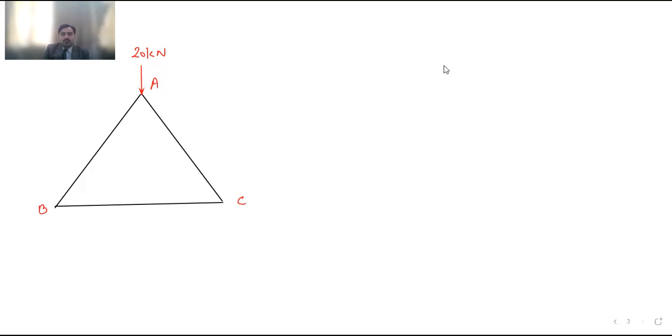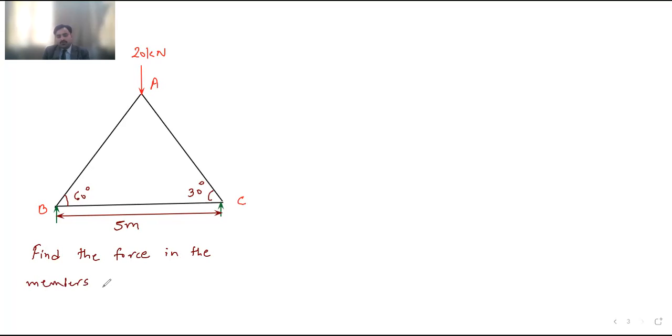And the supports are also given. Supports are simple supports. This is the simple support at A, simple support at C. And the span, this is 5 meters. This span is 5 meters, and this angle is 60 degrees. This angle is 30 degrees, and the question is: find the force in the members AB and BC. So the problem is find force in the members AB and BC. So here you can see, this is the member AB, this is the member BC.